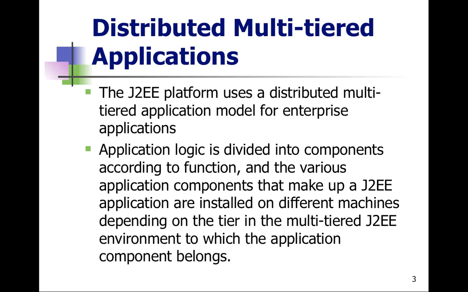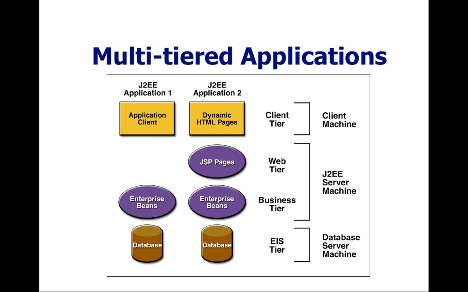Application logic itself should be divided out into functions or components according to their functionality. Various different components make up the EE system, called from different machines depending upon the multi-tiered environment. As long as it's calling a bean, it doesn't really matter where the bean is located, so the beans can move around and configuration can change, which creates a lot more flexibility. Containers have applications and components that belong to them that can be used to create the desired behavior.